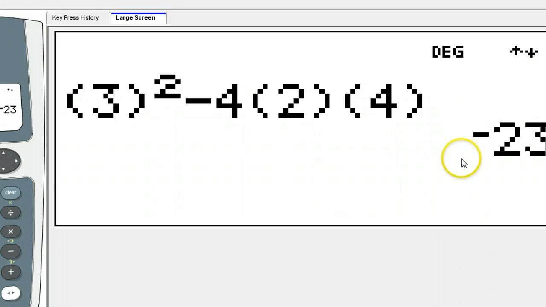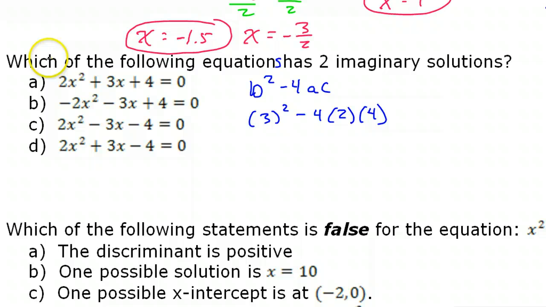Oh, right off the bat, we got a negative answer. So that means two imaginary solutions right there. A is the answer. All right, just for fun, let's look at the second one and see how it won't give us a negative value. Okay, so yeah, that was the answer, because that gave us negative 23. Two imaginary solutions. Look at the second one.